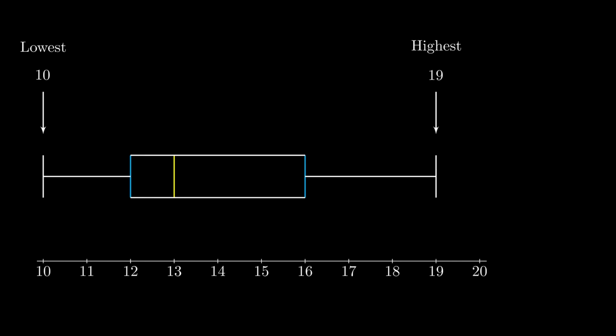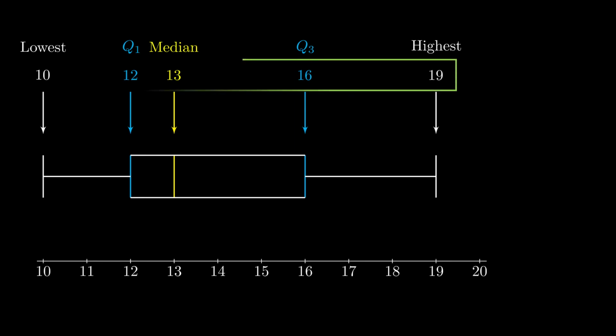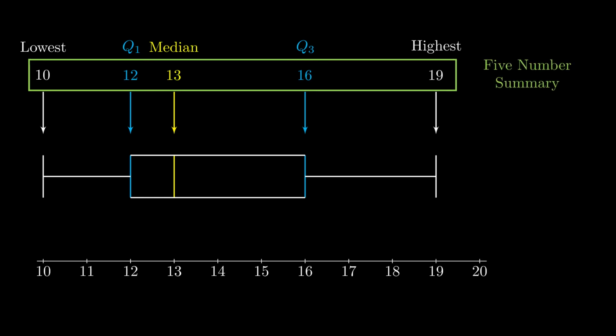All right. We'll try and use the same colors from last time. So the yellow line down the middle of the box there, that's the median. So for our data set here, the median would be 13. And the two blue edges are our quartiles. So the lower quartile Q1 would be 12, while Q3 would be 16. And together, these five numbers, the lowest score, the lower quartile, the median, the upper quartile, and the highest score, well, they form what we sometimes call the five-number summary.